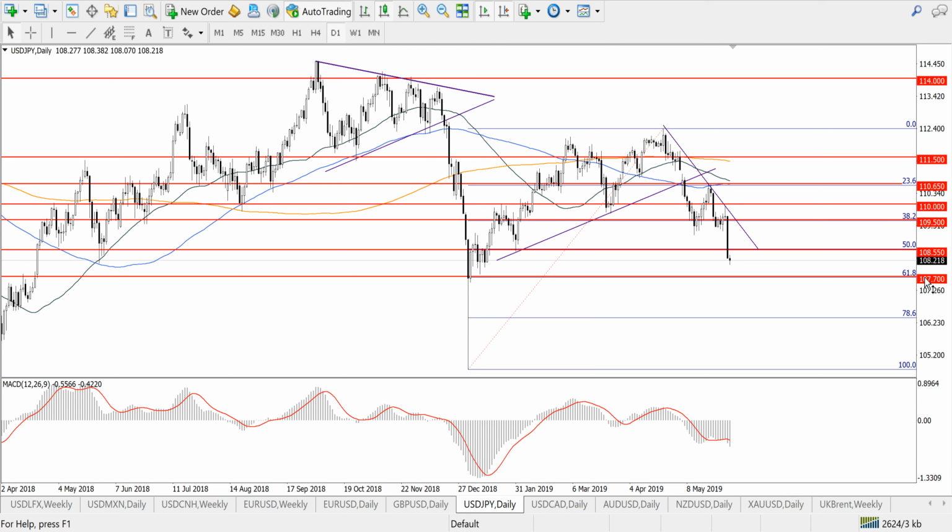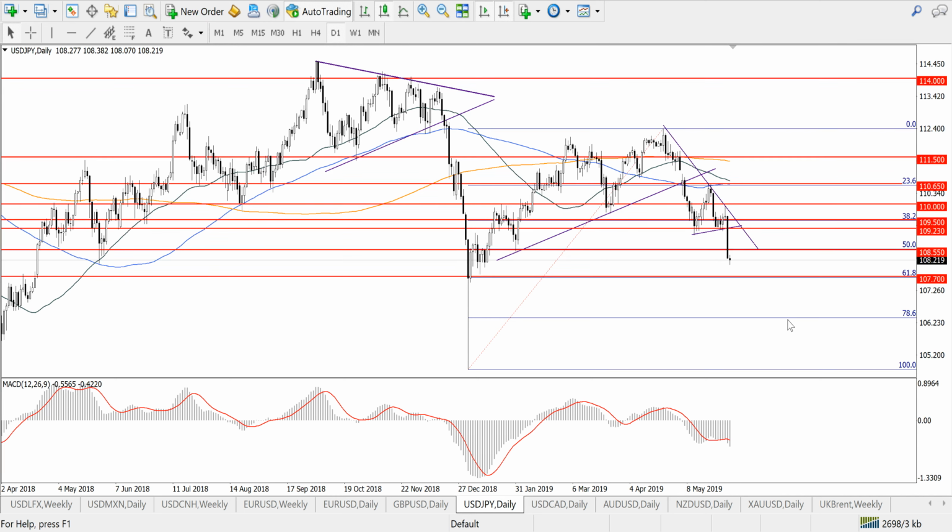109.50. All in all, the short-term dynamics will depend on the quality of the US data, ISM manufacturing and non-manufacturing PMIs, and non-farm payrolls. However, in the medium term, the yen seems to be stronger than the USD, and the situation will persist that way until we get some positive news about trade.